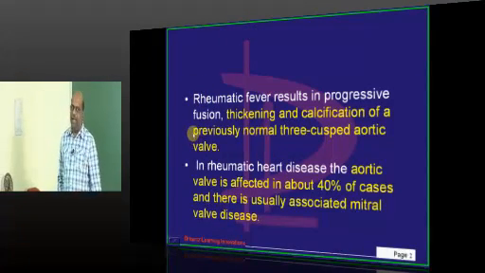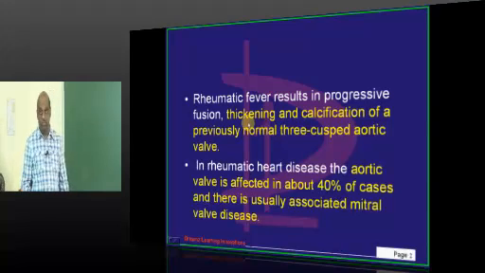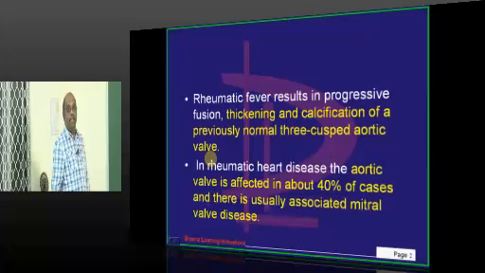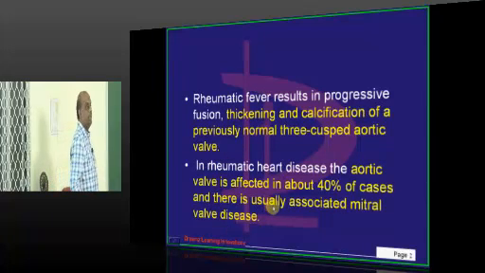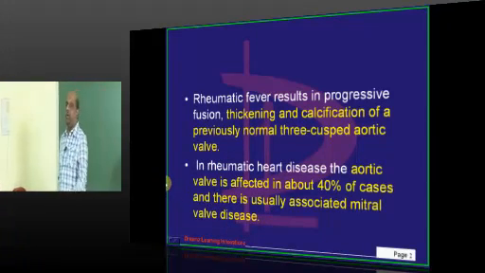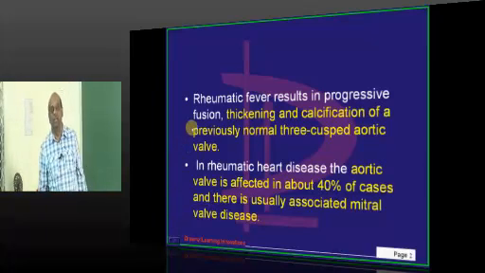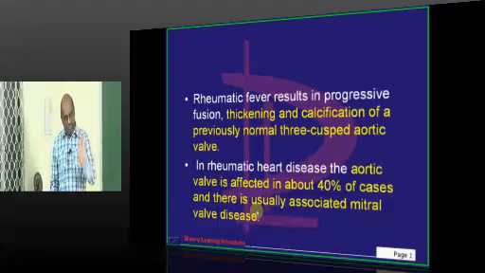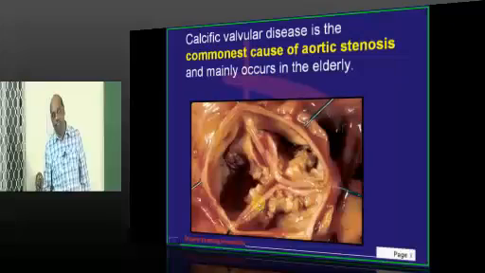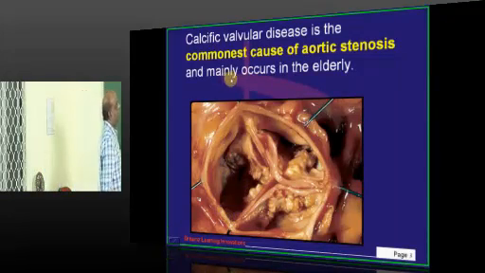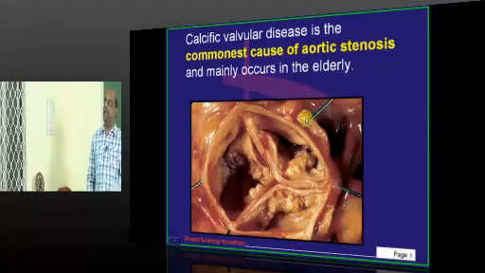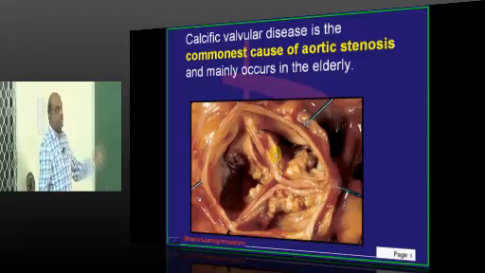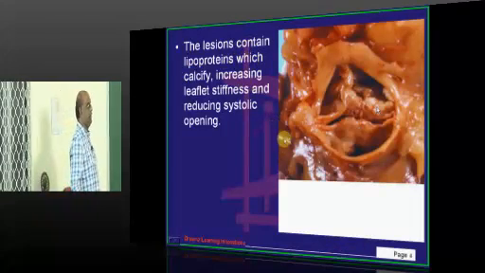Of course, we are living in India where rheumatic fever is common, and that can lead to progressive fusion, thickening, calcification of the aortic valve leading to aortic stenosis. Aortic valve involvement is found in about 40% of cases of rheumatic fever, and usually if a person has a bad aortic valve, he will also have a bad mitral valve. That's what you need to understand. So overall, if you take elderly people, it is calcified valvular disease which is the commonest cause of aortic stenosis, is what you need to remember.